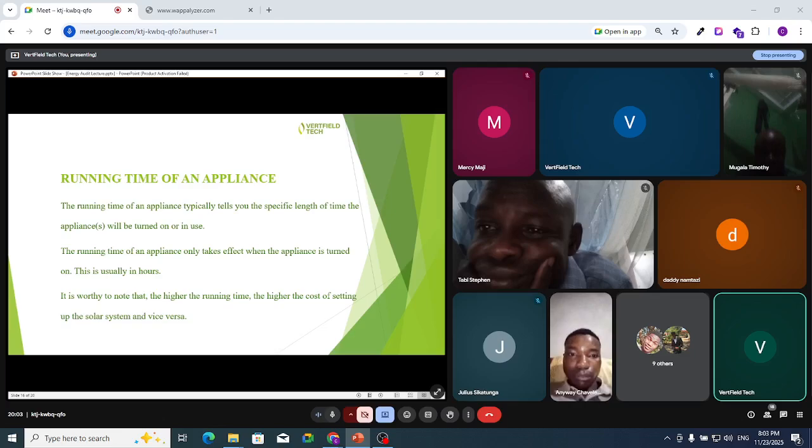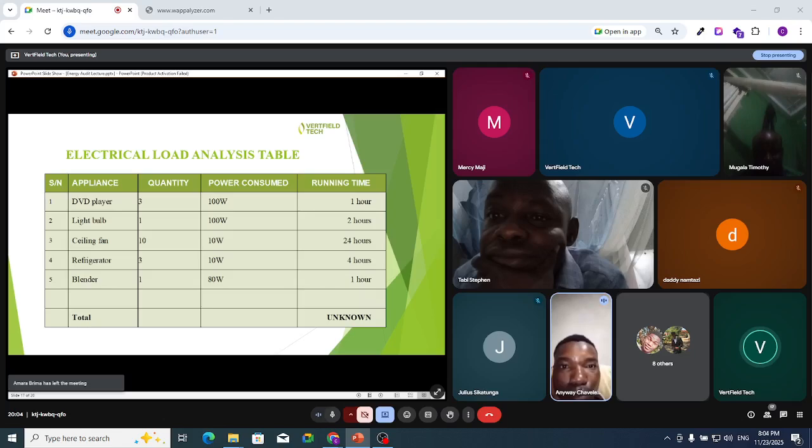Alright, let us now get back to our electrical load analysis table and do some calculation before we call it a day for today's training course. Like I said earlier, this is a table of load analysis. We have asked Mr. Steven, who is our client for tonight, his energy needs, and he has given us 5 appliances he wants to power up using the solar system.